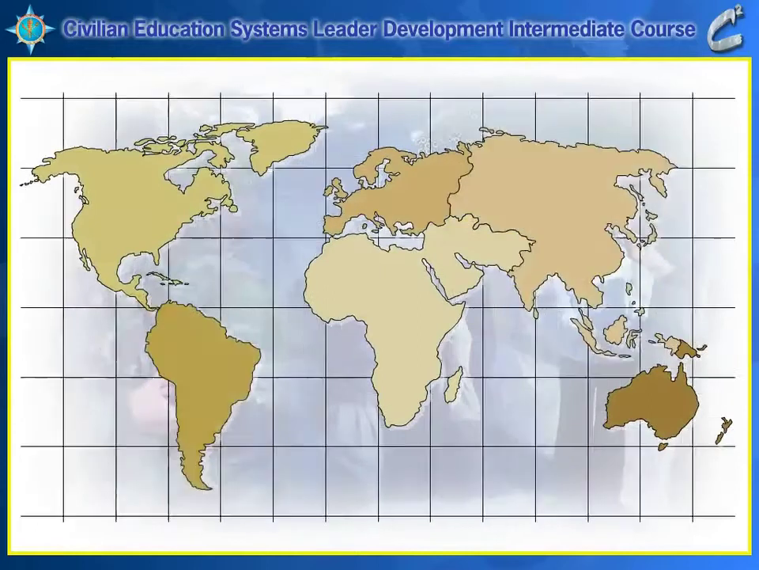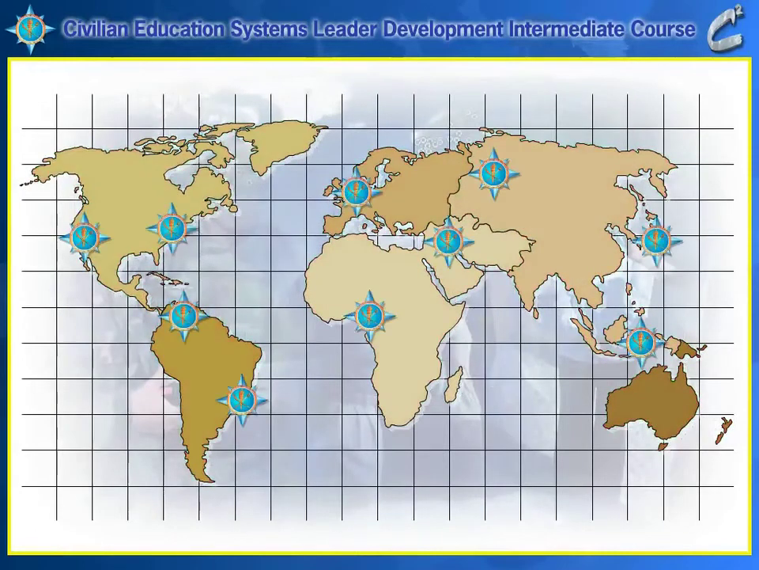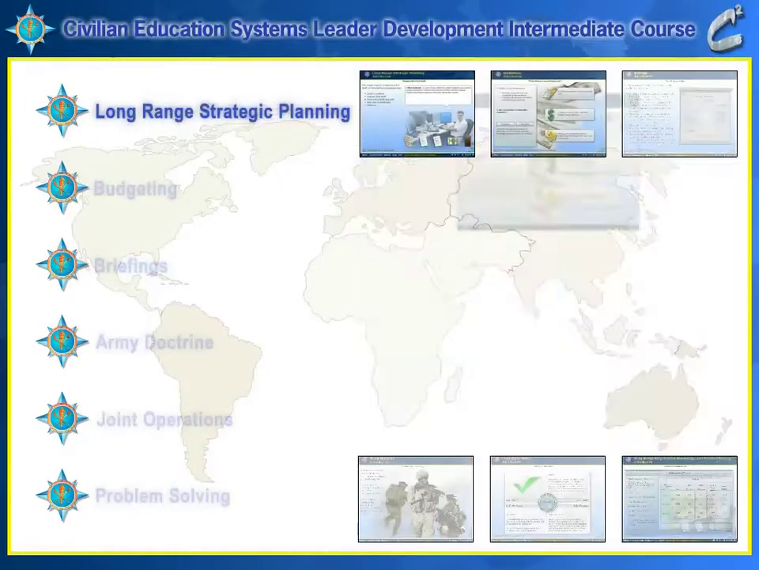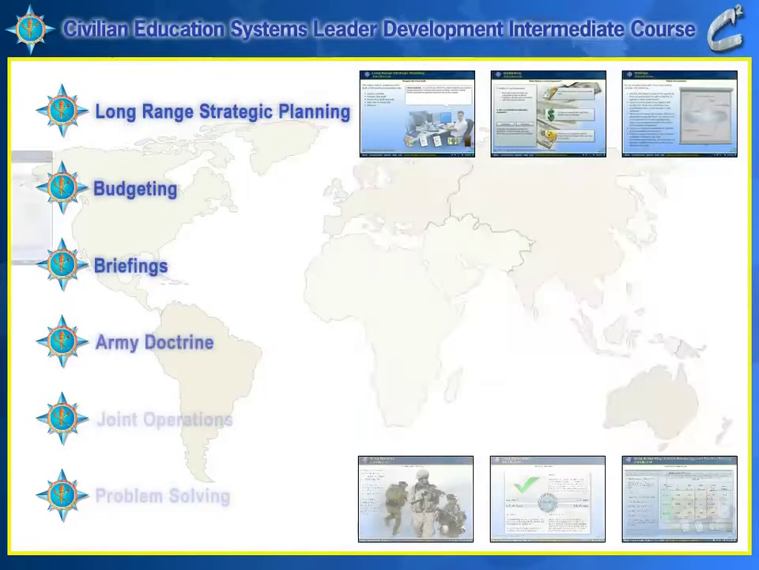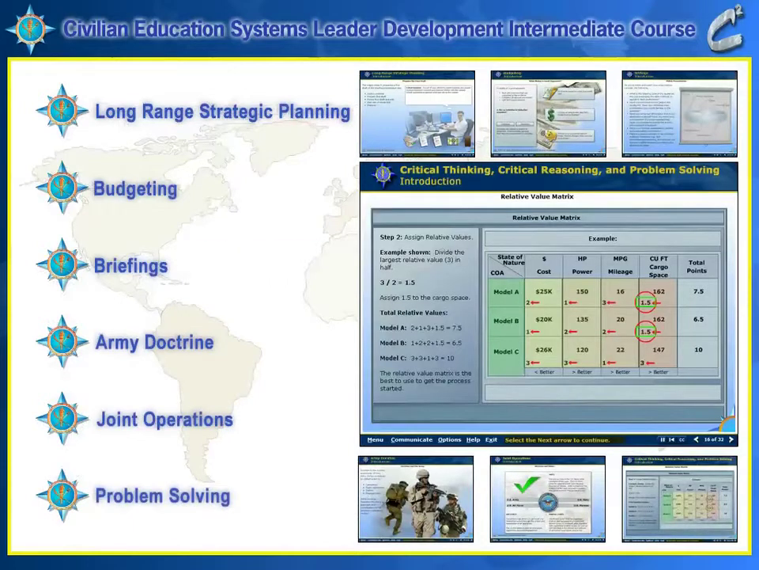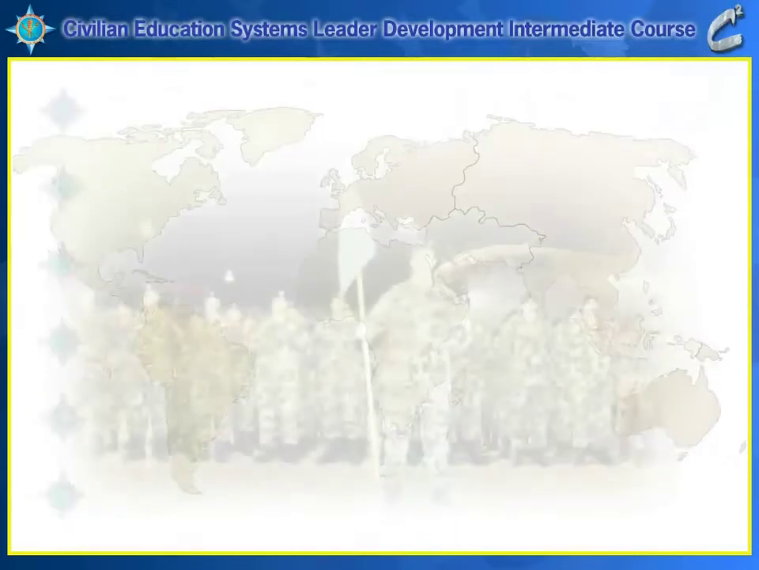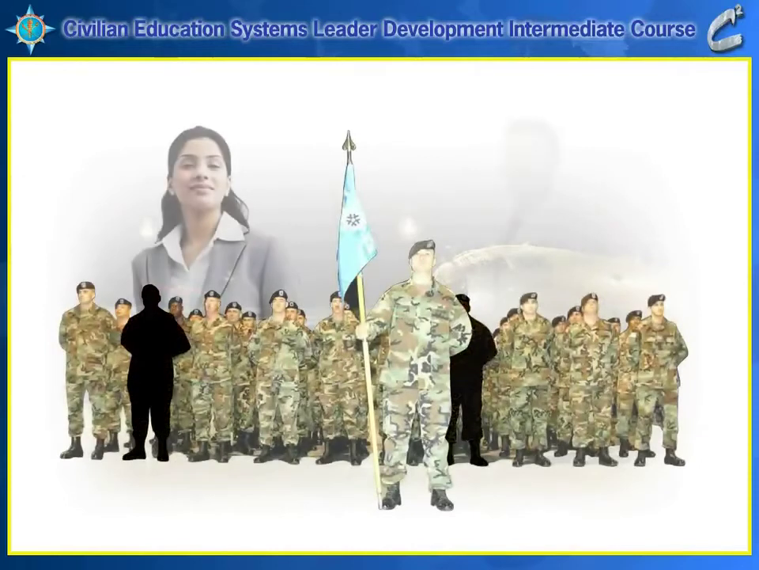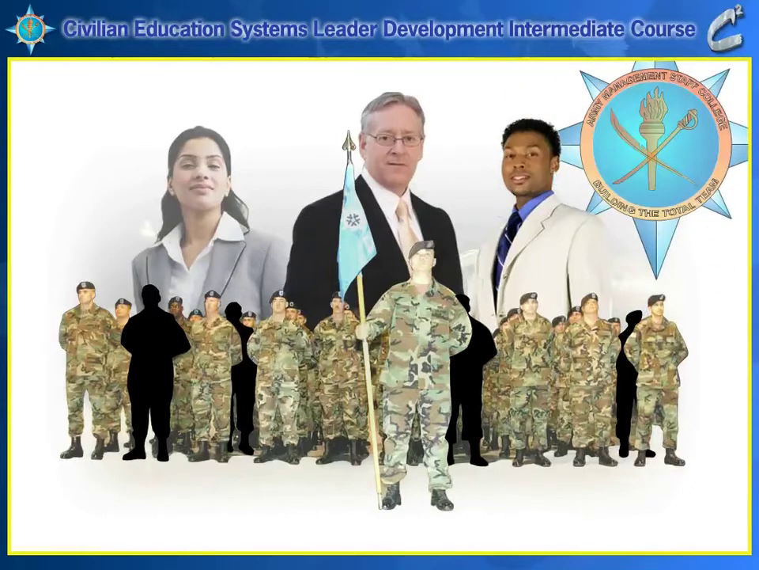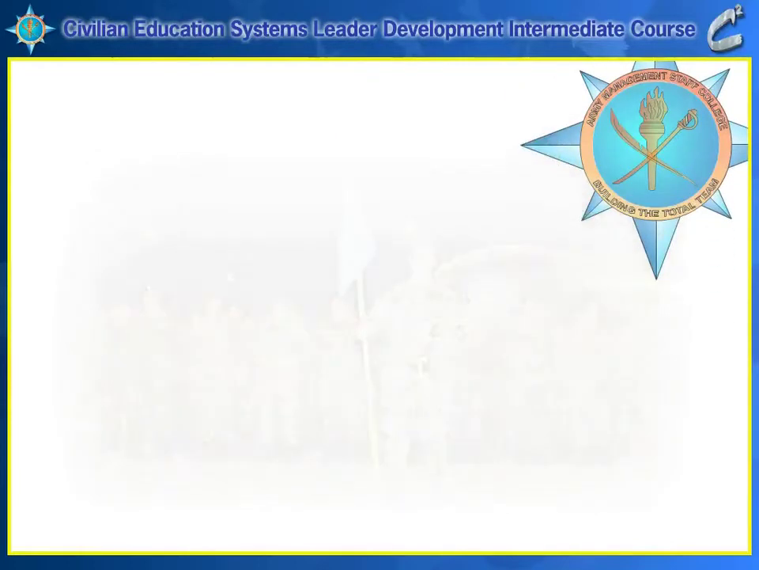Army civilian leaders are serving in harm's way all over the world. More leadership responsibilities relating to long-range strategic planning, budgeting, briefings, Army doctrine, joint operations, and problem-solving are being shouldered by civilian employees. More and more military positions are being converted into civilian positions to support the soldiers on the ground. For this reason, the Army has developed the Civilian Education System, or CES.